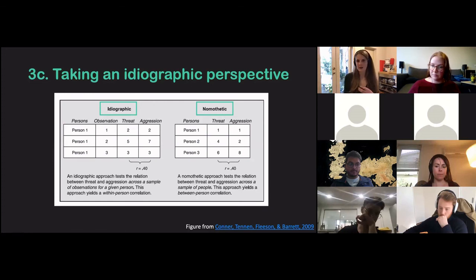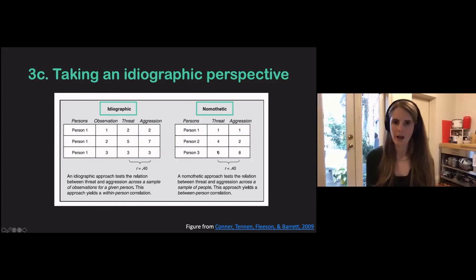And so if I'm going to use an ideographic method, what I need to do is sample the same person, this person one, across multiple observations, and then I can calculate a correlation between my variables of interest at every single time point. So for this person, I've got threat and aggression, and I can look at the correlation between threat and aggression at each time point. But at a nomothetic level, what I would do is collect multiple persons and ask, on average, how much threat do you feel? And on average, how much aggression do you show? And I would calculate a per person correlation. So this is a little overview of those two things.